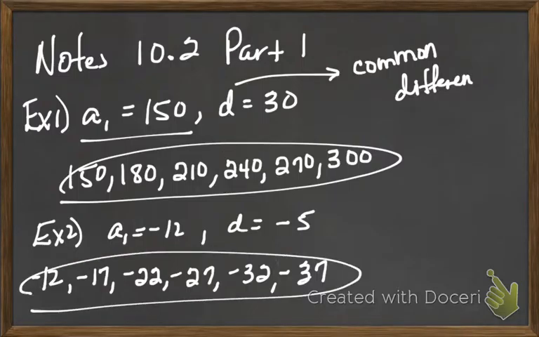Possibly one of the easiest things you've ever done, but you have to understand a sub 1 is the first term, D is your common difference. It's what you're adding every single time.